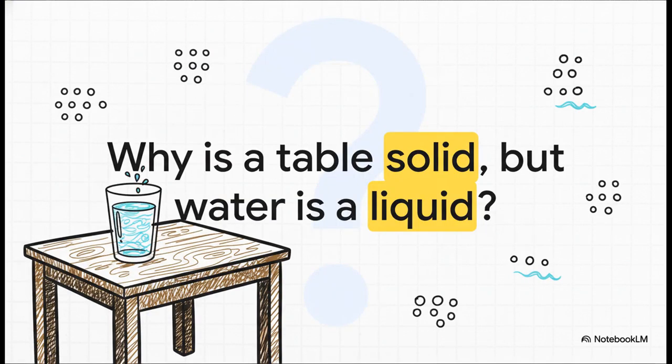This leaves us with a fascinating final question to think about. If a wooden table and the water in a glass are both made of these tiny particles with spaces between them, then why is one hard and solid while the other flows freely as a liquid? The answer lies in how those particles behave, which brings us to our next topic, the states of matter.